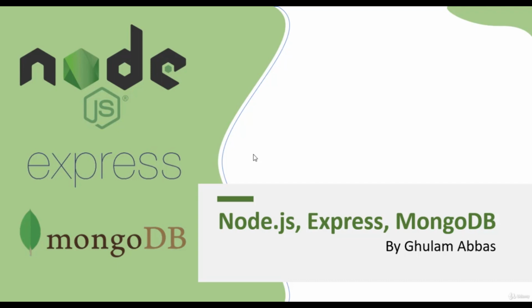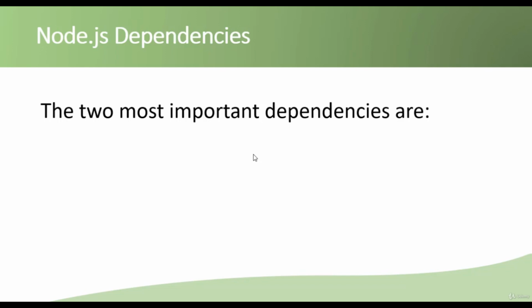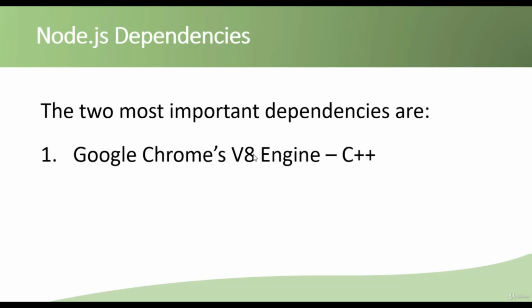Okay, so today in this video we are going to discuss Node.js dependencies. Okay, so Node.js also depends upon something. So let's see what Node.js depends upon. First of all, there are two most important dependencies of Node.js. The first one is Google Chrome's V8 engine. So we have already discussed this V8 engine.